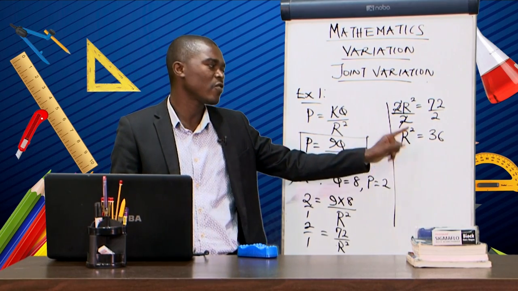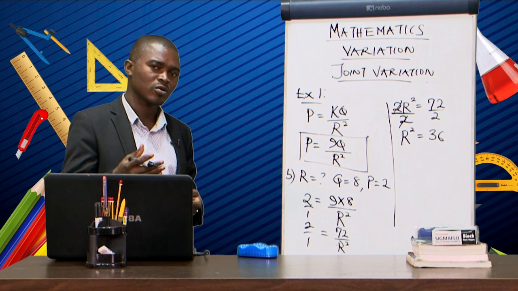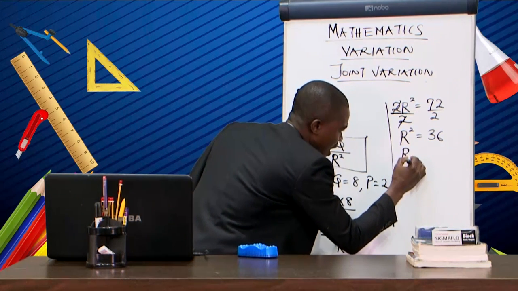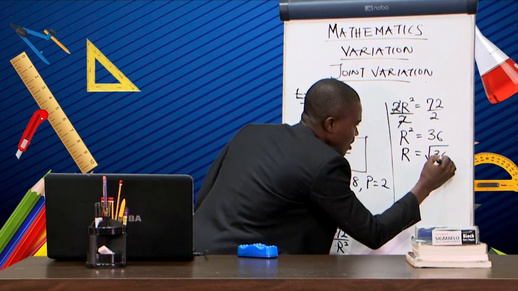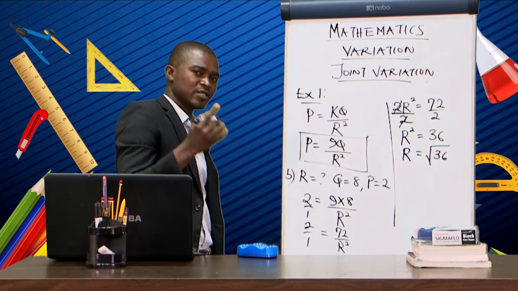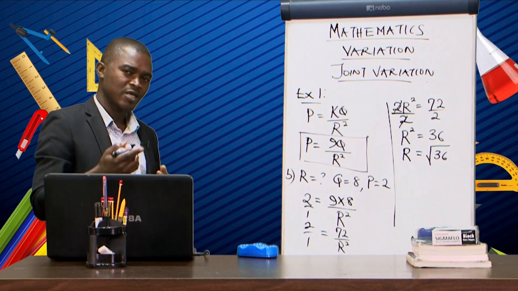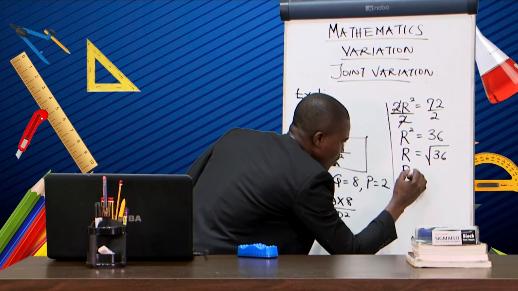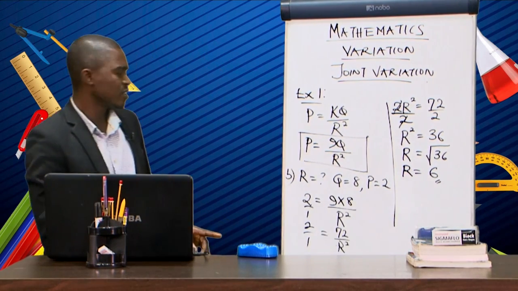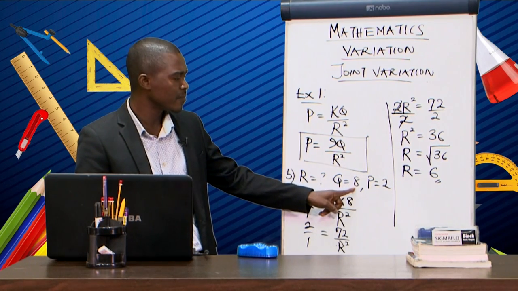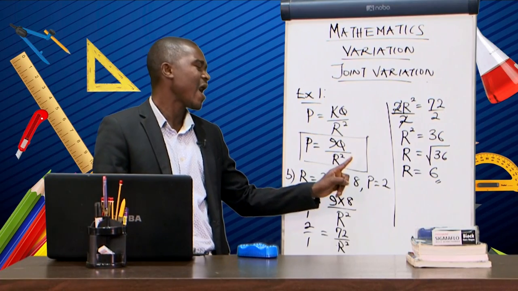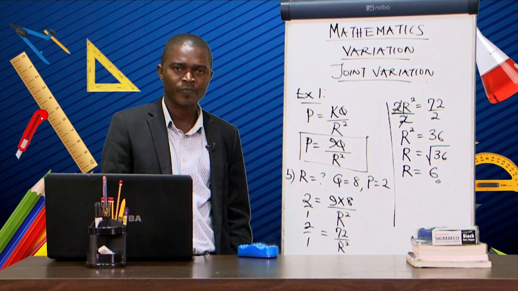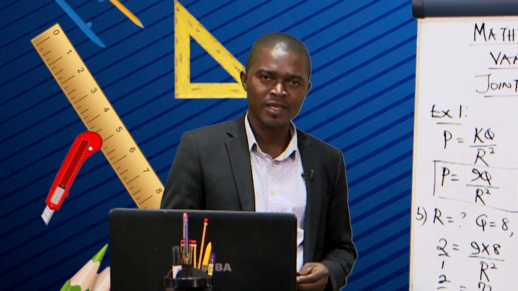Then how can we get R from R squared? So it means I get to take the square root of both sides. When we take the square root of both sides, this one will give us R, then the square root of 36. So what is the square root of 36? That is the same number, if you multiply it twice, it will give us 36. What is that number? 6, correct. So R now equals 6. So it means that when Q equals 8 and P equals 2, according to this formula, our R is equal to 6. So I believe that is clear enough.